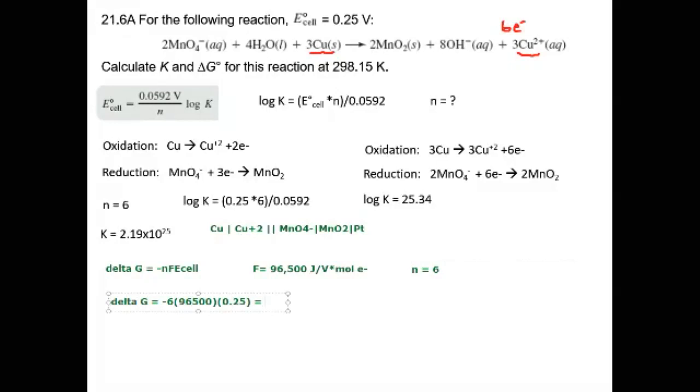And we get negative 14 or 100 or 1.45 e to the 5th, 145,000 joules. Convert this to kilojoules, get 145 kilojoules. This makes sense because E of cell is positive, delta G should be negative. So that's the delta G of this reaction.